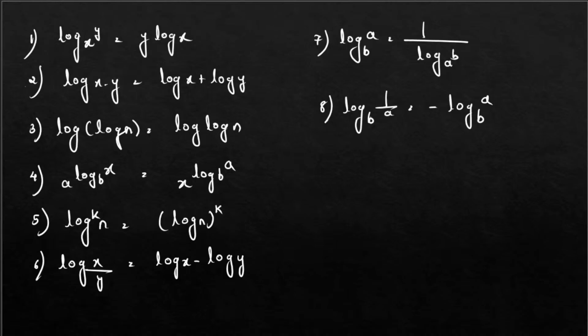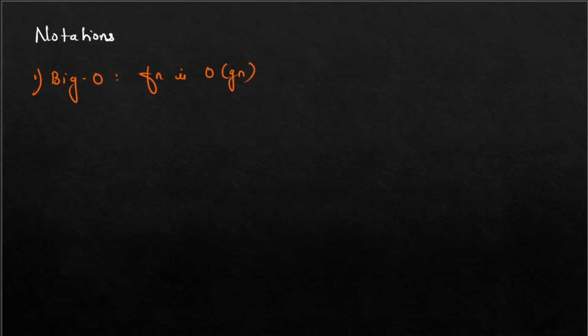Okay, now let's talk about the notations. The very first is big O, where f of n is big O of g of n. Where the function f of n is smaller than or equal to c times g of n, and this c can be any constant.